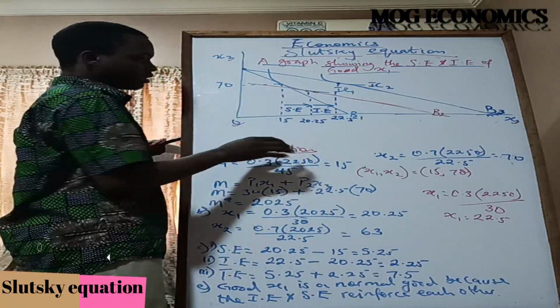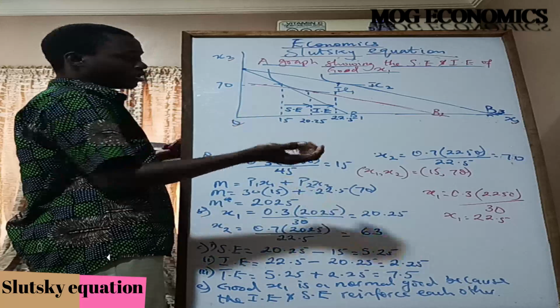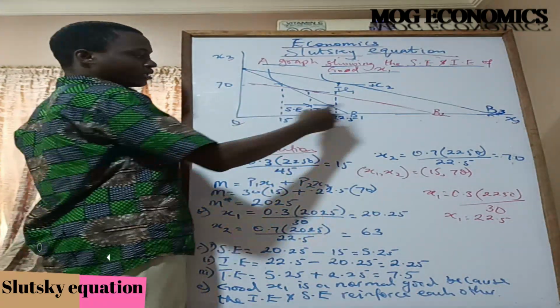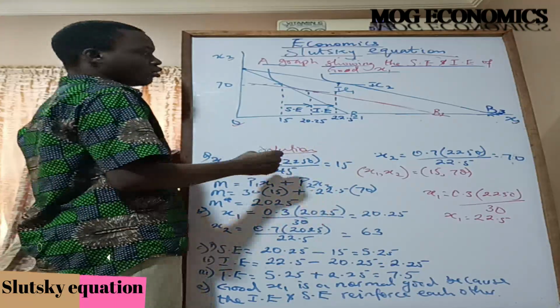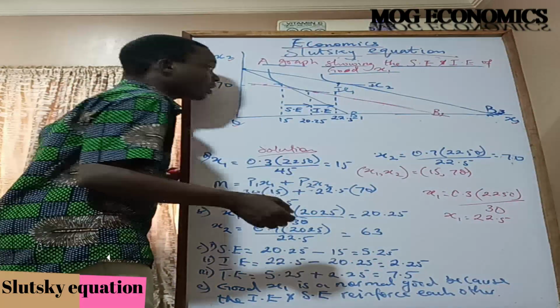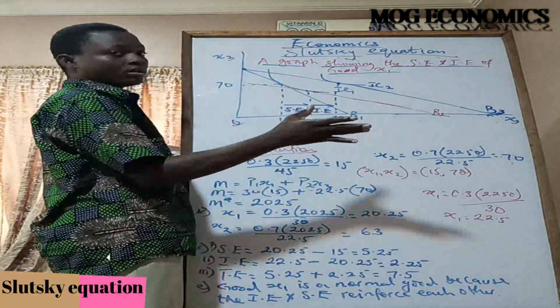Now, from what I've drawn here, the substitution effect is slightly bigger than the income effect, but then it's okay because the values show that the substitution effect changes more than the income effect. You understand? So when you're drawing yours, you could make it so obvious, without really looking at it like this, that the substitution effect is bigger than the income effect.